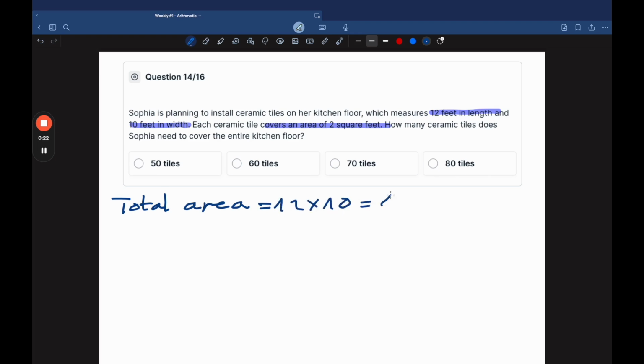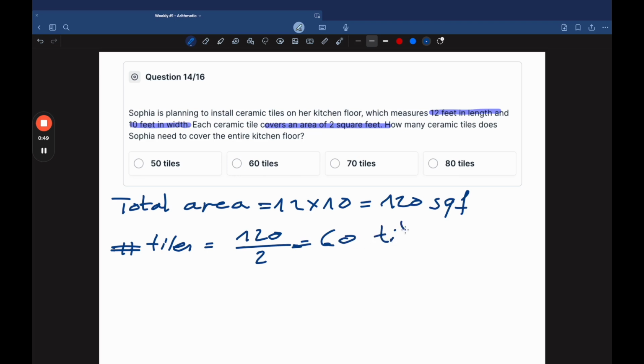Step 2. Calculate the area of the kitchen floor. First, calculate the area of the kitchen floor by multiplying its length and width. 12 feet multiplied by 10 feet equals 120 square feet. Step 3. Determine the number of tiles needed. Next, divide the total area of the kitchen floor by the area each tile covers. 120 square feet divided by 2 square feet per tile equals 60 tiles. Sophia needs 60 ceramic tiles to cover the entire kitchen floor.